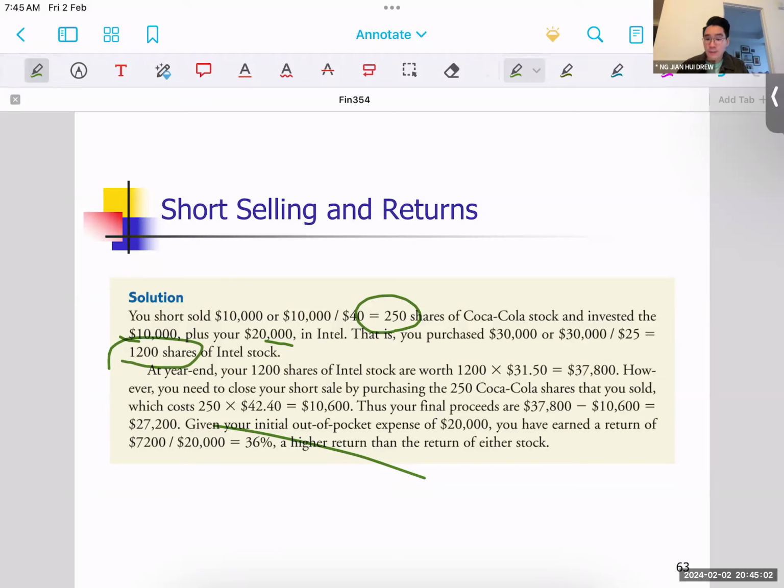Now, at the end of our holding period, we want to close our short position, right? So we sell off our Intel at the given price in the market at 31.50. Now, to close off our short position in Coca-Cola, we need to pay back the 250 Coca-Cola stocks that we have shorted. So we take 250 times the prevailing price at the end of our holding period, which is 42.40. We need to pay back 10K 600. And so your final proceeds after paying back your short position of Coca-Cola is 27,200. And we know that there is an initial out of pocket of 20K. So what is our profit actually? Our profit that we get is 7,200 divided by initial investment because we only fork out 20K at the start. So we have a 36% return.